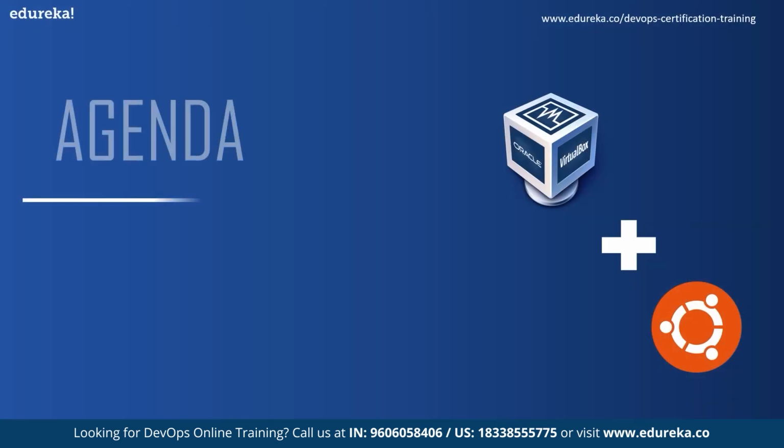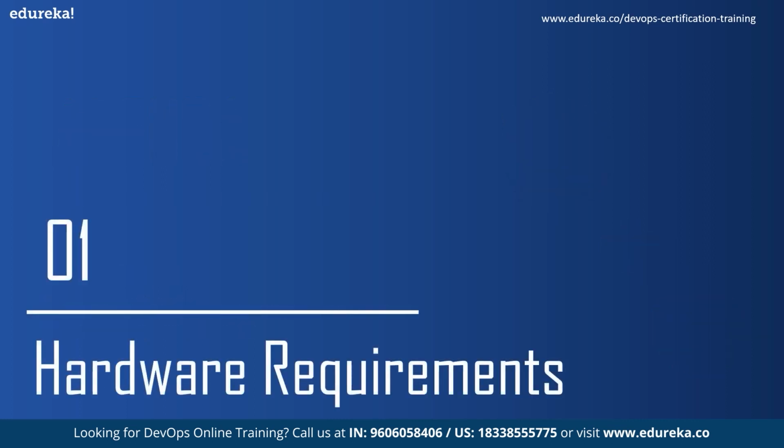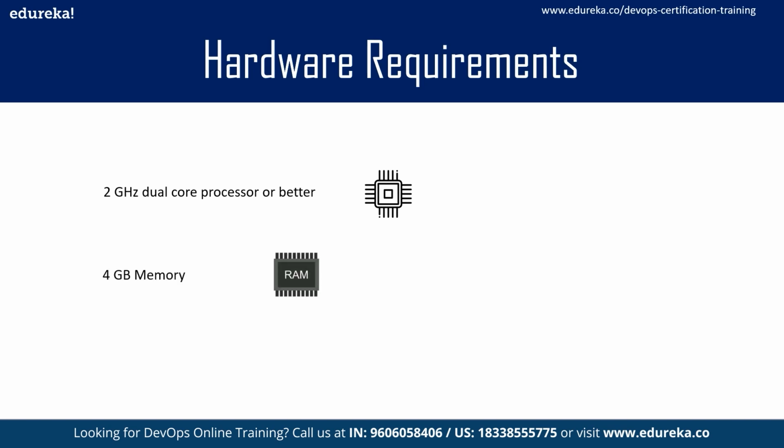So, this video has 3 points: the hardware requirements for installing Linux, the software requirements for setting it up on your personal PC or operating system, and lastly, we will set up our Linux VM on our Windows operating system. So, let's look at our hardware requirements. You should have a system with at least a 2 GHz dual core processor or better, a system memory of 4 GB or more, and a recommended free disk space of at least 25 GB.